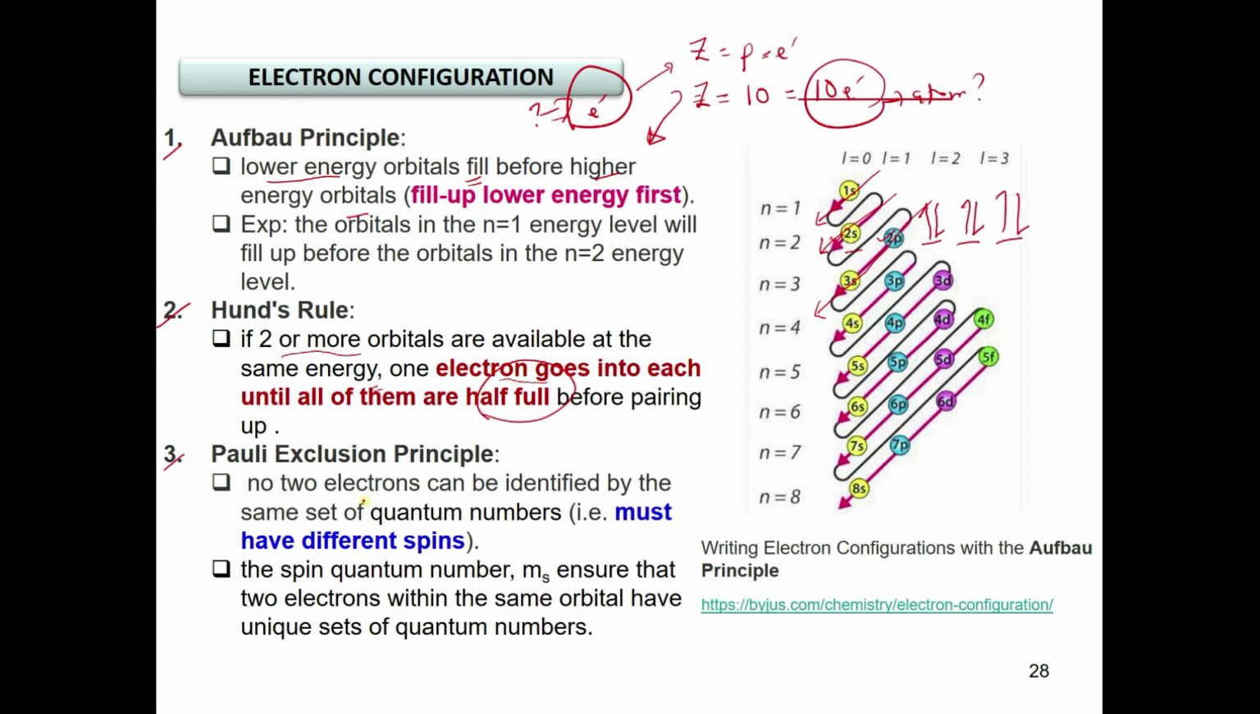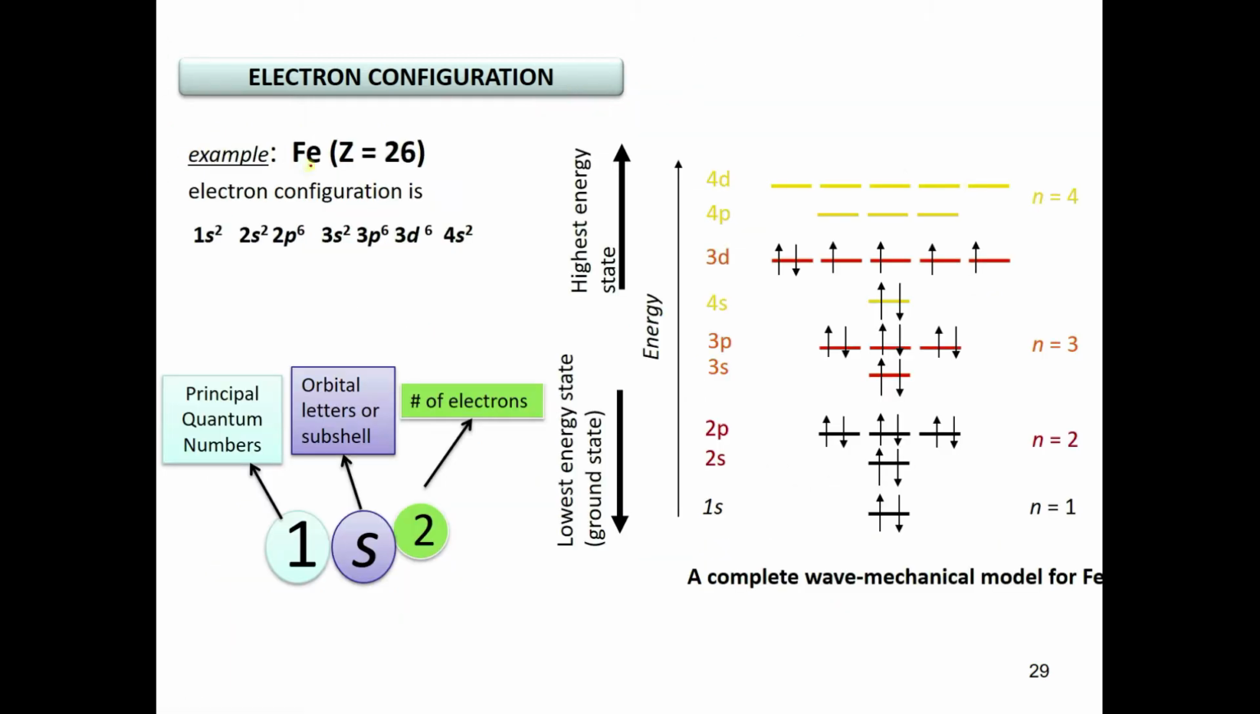As mentioned earlier, no two electrons can be identified by the same set of quantum numbers, because each electron has plus half or negative half spin. For example, if you are given the element iron, when you refer to the periodic table, you see that the atomic number for iron is 26. So the number of protons is 26, and the number of electrons for the neutral ferrum atom is also 26. So how do we configure these 26 electrons in the ferrum atom?